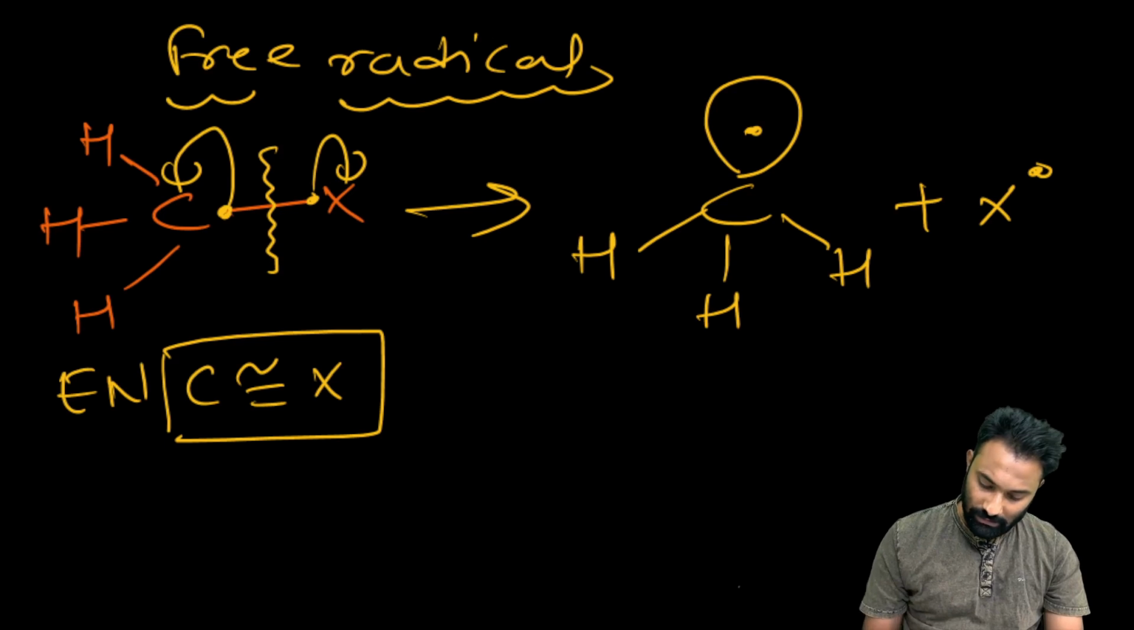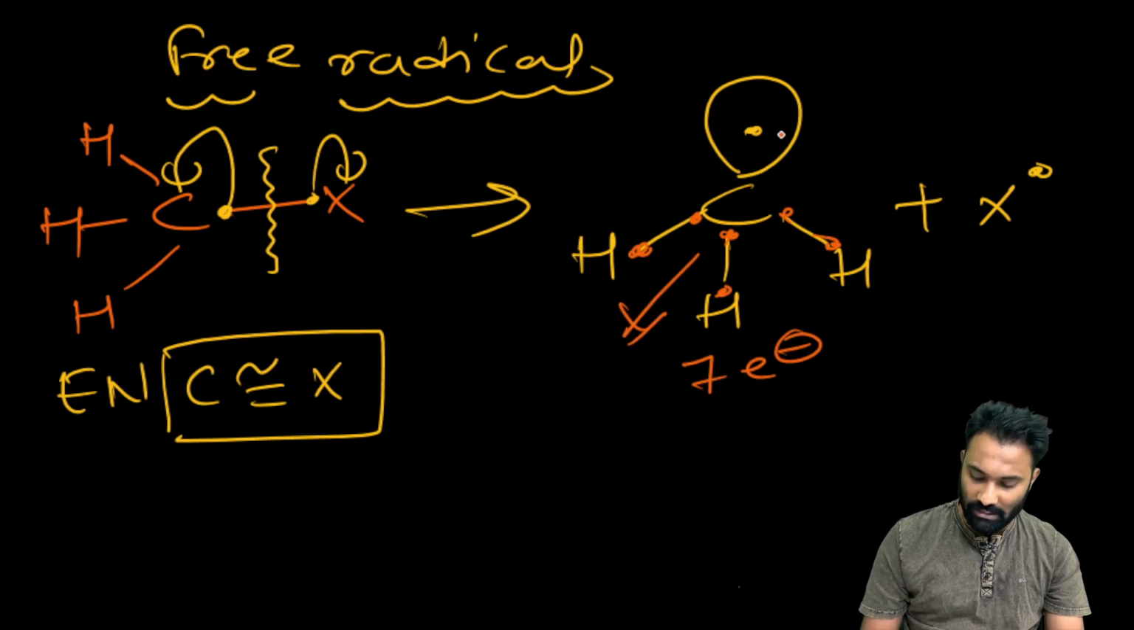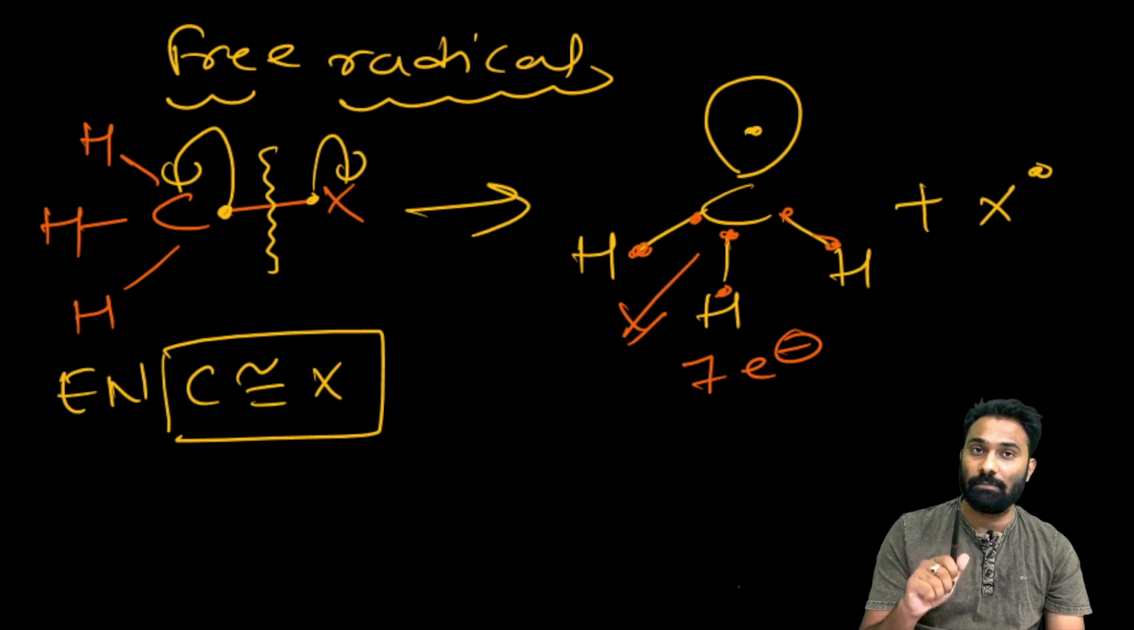Now you see here, how many electrons does that carbon have? Total 7 electrons, right? It has 7 electrons, means one odd electron. This is an odd electron, that's the reason it is an unpaired electron. One odd electron is present. That's the reason free radicals are paramagnetic in nature. I explained very clearly. Done.